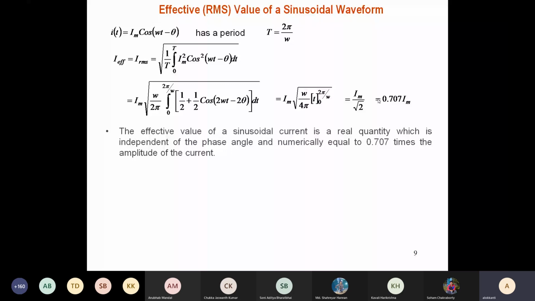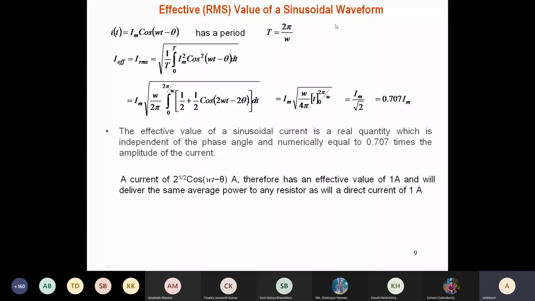What is the value of Im? Im becomes root 2 I effective. So a current of root 2 cos (omega t minus theta) will have an effective value of 1 ampere, and will deliver the same average power to a resistor as a direct current of 1 ampere. Do you understand this statement?